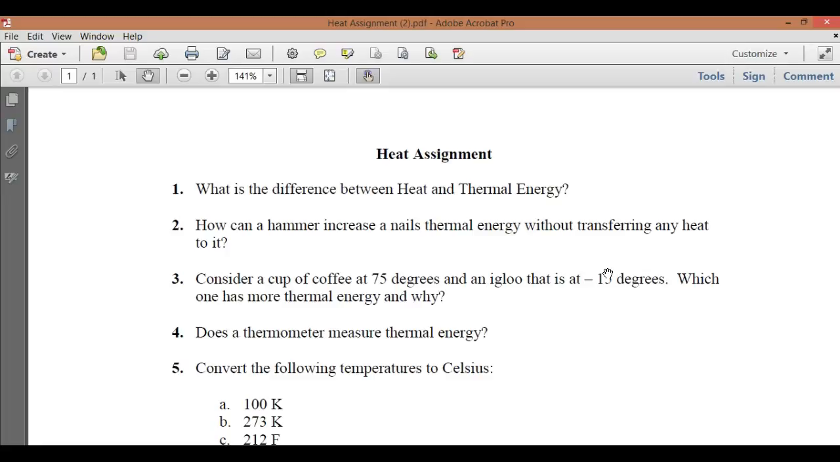Okay, remember those substances are made up of particles. When the hammer hits the nail, is the hammer transferring hammer particles to the nail? No. Okay. So then how is it possible that the hammer is causing the nail particles to move faster? Exactly. When it hits the nail, it's actually going to cause those particles to move faster because you have the kinetic energy of the hammer coming down on the nails.